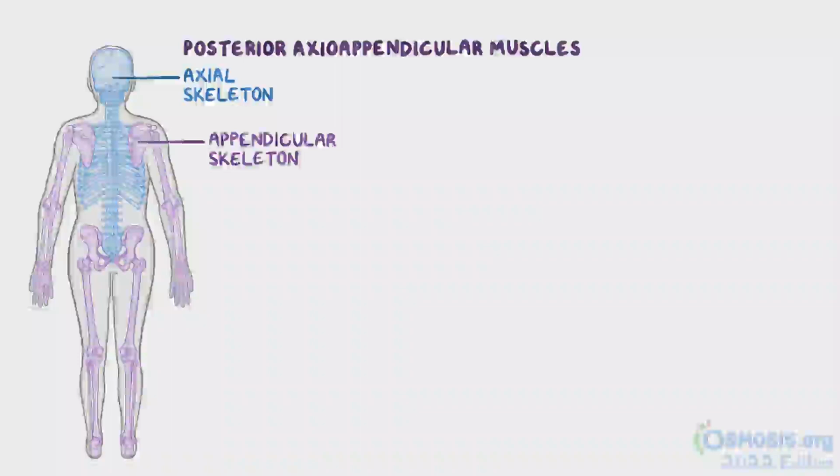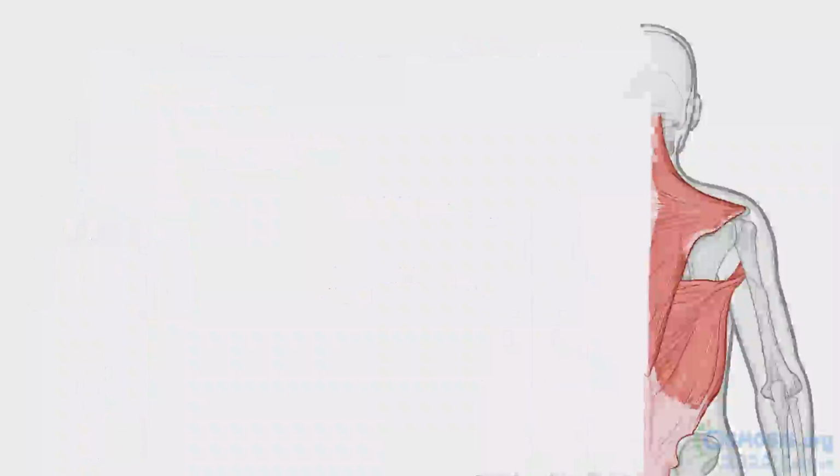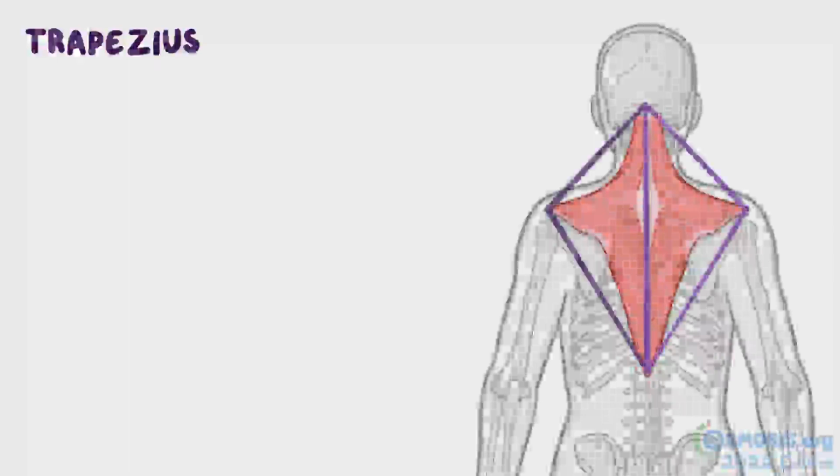The posterior axio-appendicular group is divided into two subgroups. The first subgroup consists of two superficial muscles, the trapezius and latissimus dorsi. The trapezius is a large triangular muscle that covers the posterior aspect of the neck and superior half of the back. There are two trapezius muscles in the back, which when seen together look like a trapezium.